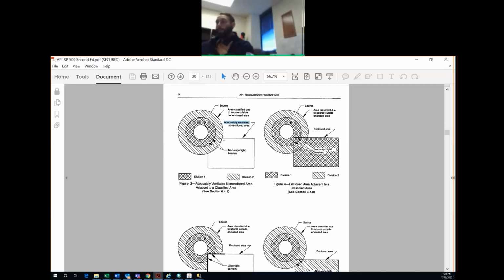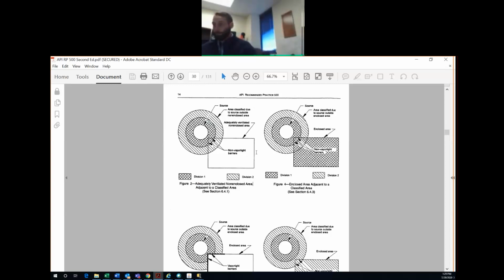This is one of the most rare cases that you would see on an area classification drawing. I can't think of very many buildings that are non-vapor tight and adequately ventilated. You don't see this very often, but when you do see it, it's interesting. So what happens is the area classification just passes right through, and the classification within the enclosure itself pretty much remains unchanged.